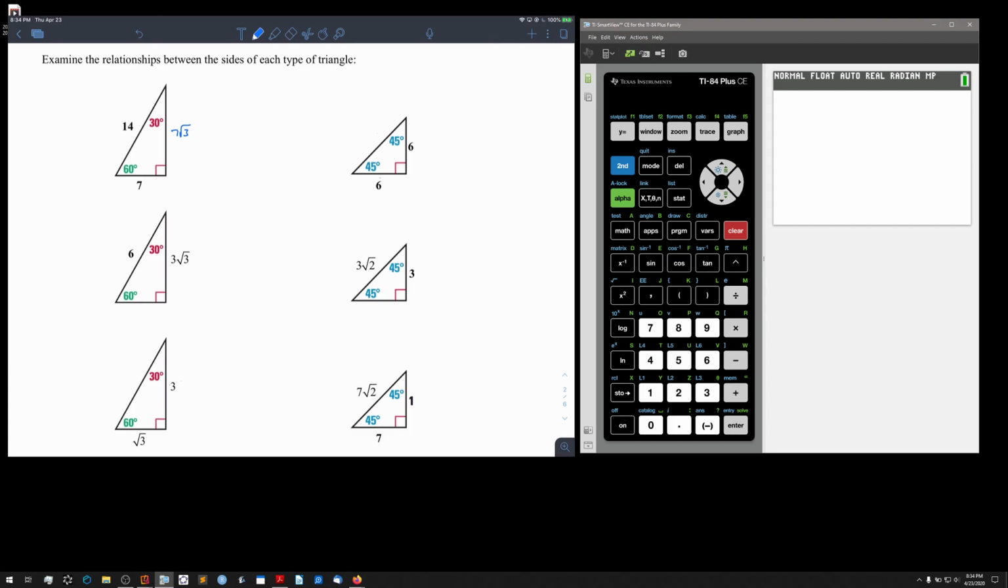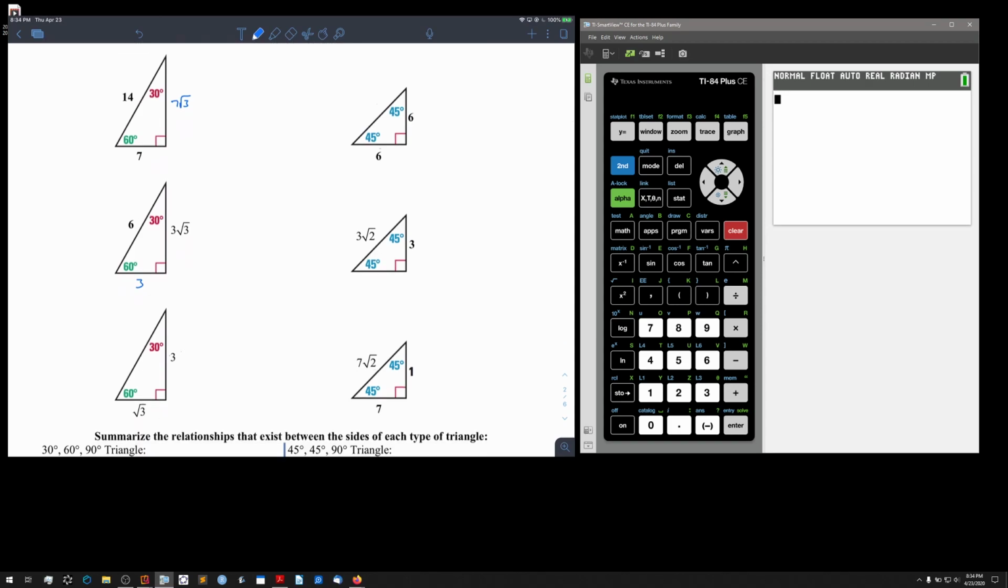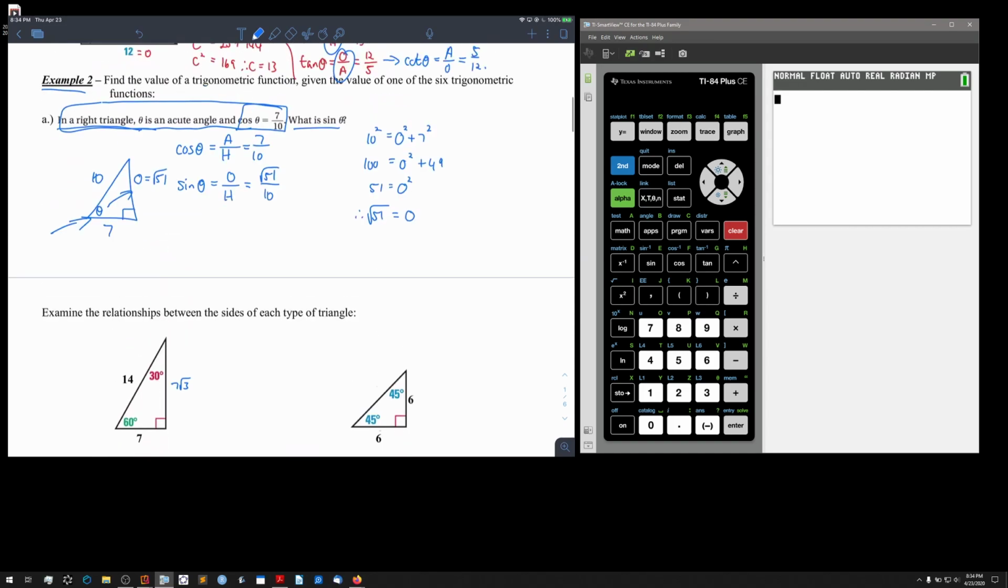It is valuable to know some of this stuff, but I'm going to just quickly fill in the missing information. Okay, so there's the missing information there. And then this one would be, I think, 2 root 3 goes there. Okay, so the question here is, we're looking at all of these.